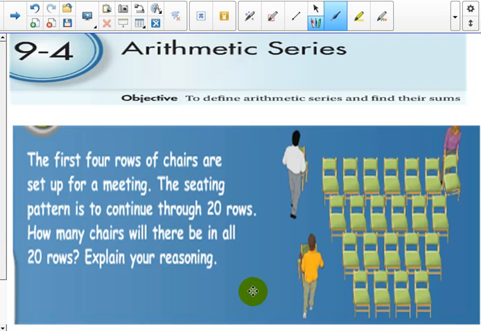So pause this video and think about it. See if you can write an equation and tell me how many chairs will be in that 20th row and how many total chairs will there be altogether. So I'm going to pause the video now, and you should too. Come back when you're ready with your answer.